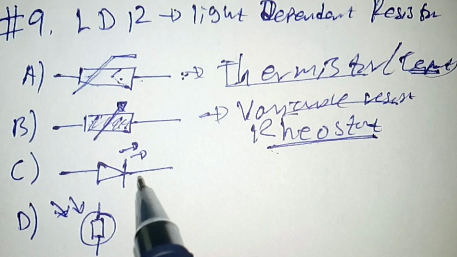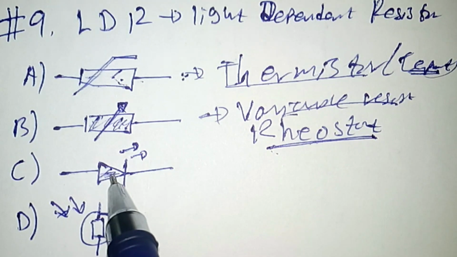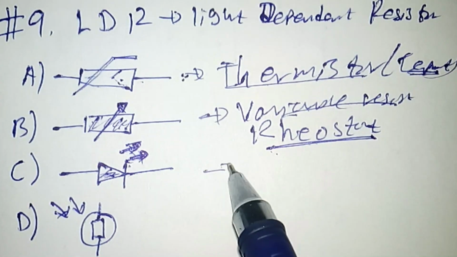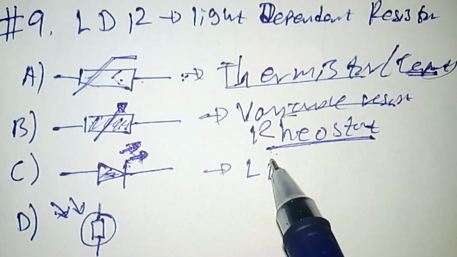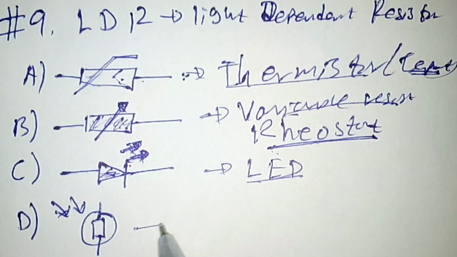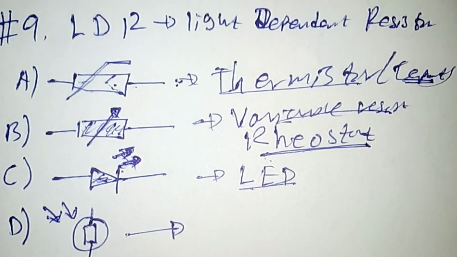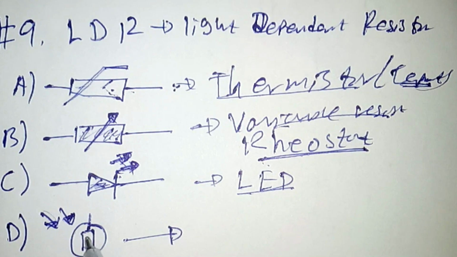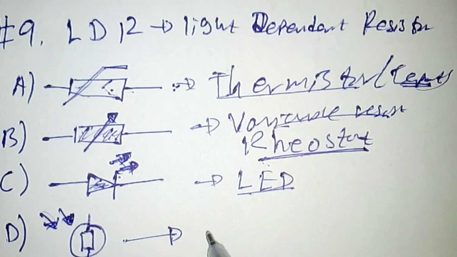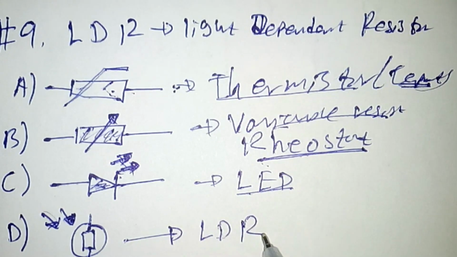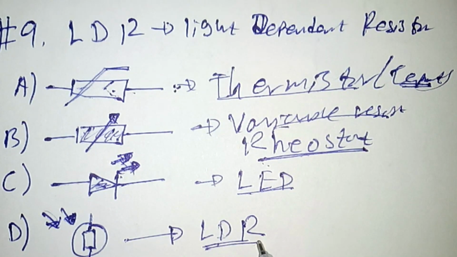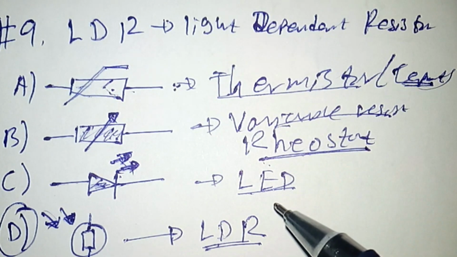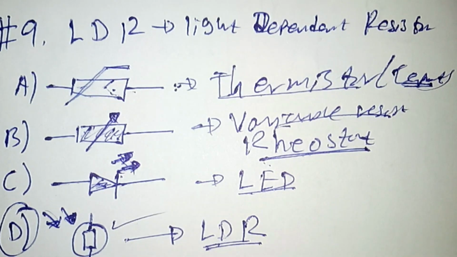On alternative C we have a diode, with this symbol. This means that this diode is emitting light, so it's called a light emitting diode. On alternative D we have a resistor still, but two arrows are directed toward the resistor. So this is what we call the light dependent resistor, or LDR. So the correct answer is alternative D. The symbol which indicates the light dependent resistor is on alternative D.